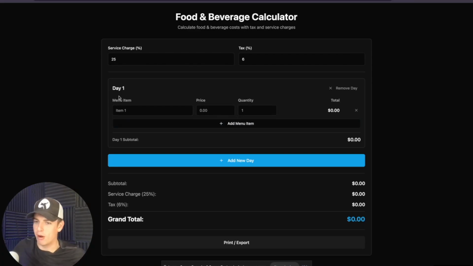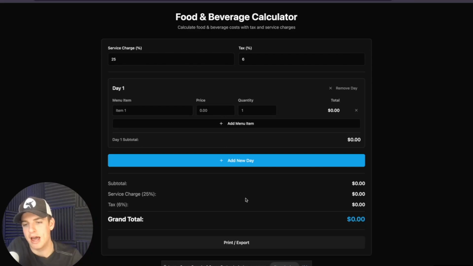But even if you're hosting a party, networking event, whatever it is, usually you're going to have some type of food and beverage, and it's usually going to be a decent amount of the cost for the event. So we decided to build this calculator to help you guys calculate the food and beverage costs for your event a lot easier and save yourself time and also save yourself some money.